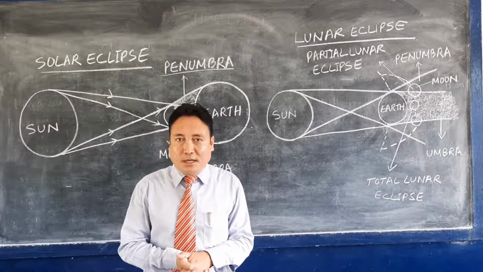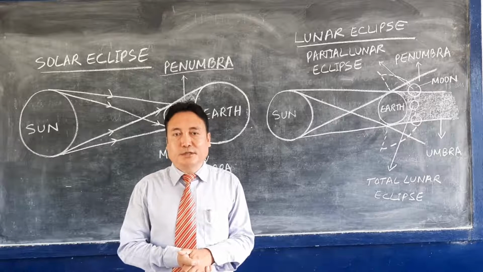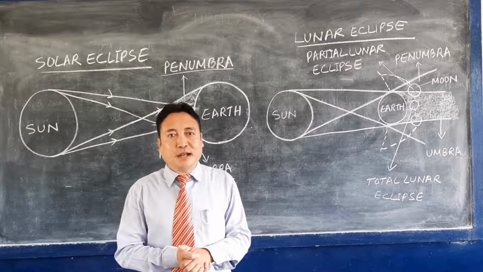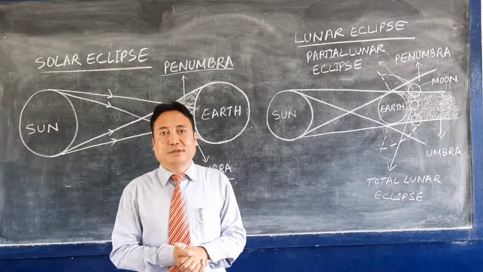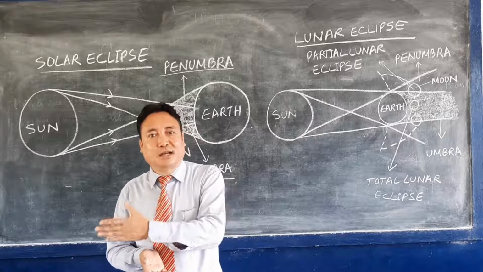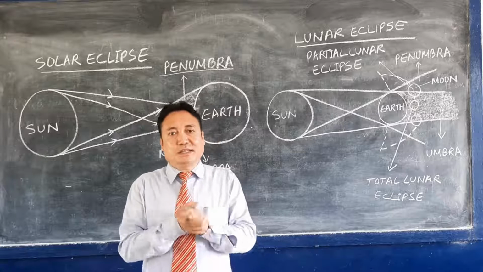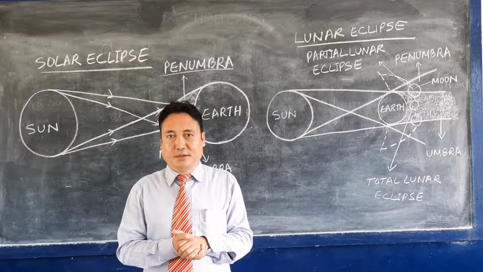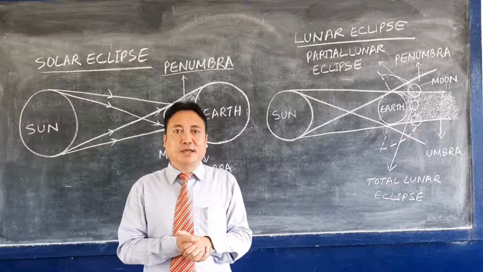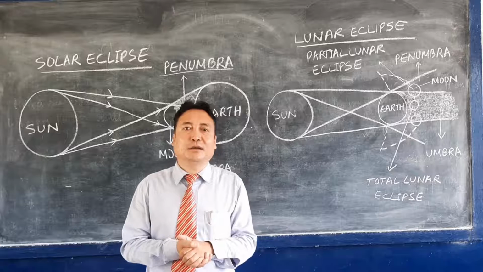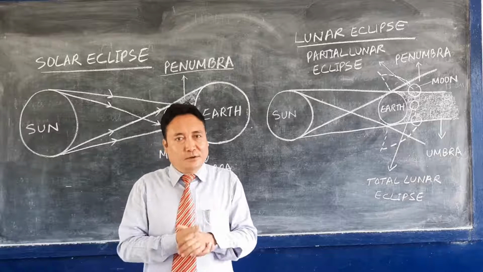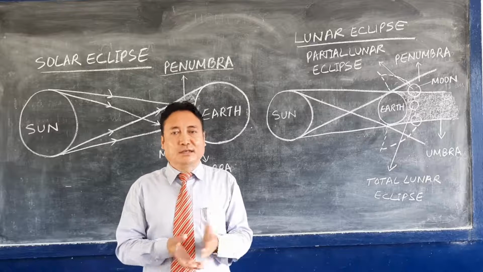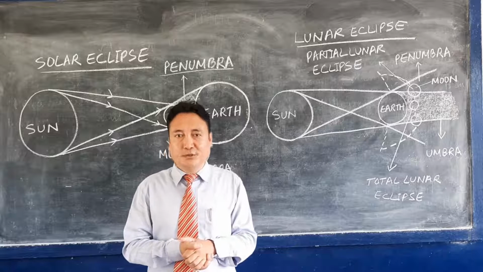When an opaque object comes between the source of light and the screen, a shadow will be formed by the opaque object, and that shadow will be cast on the screen. And the shadow is always formed on the opposite side, that is, behind the object. So on the Earth's surface, you can see the shadow of many opaque bodies. You can see the shadow of your own body during the day, during the night, and other objects also.